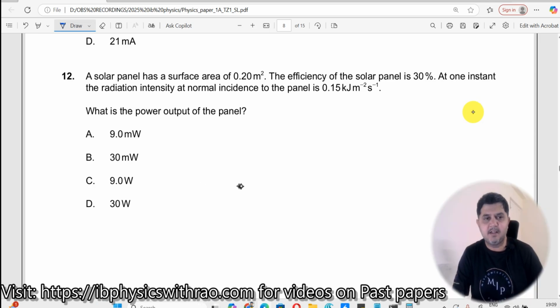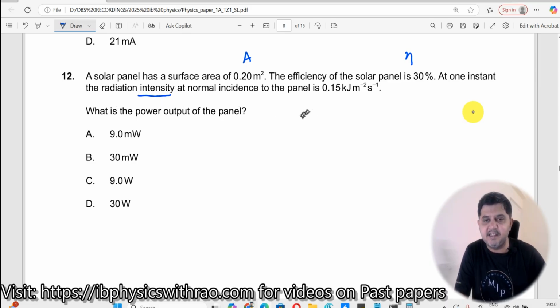Question number 12. A solar panel has a surface area of 0.2 meter square. Area is given. The efficiency of the solar panel is 30%. Eta is given. At one instant, radiation intensity at normal incidence of the panel is 0.15 kilojoules per meter square per second. What is asking here?